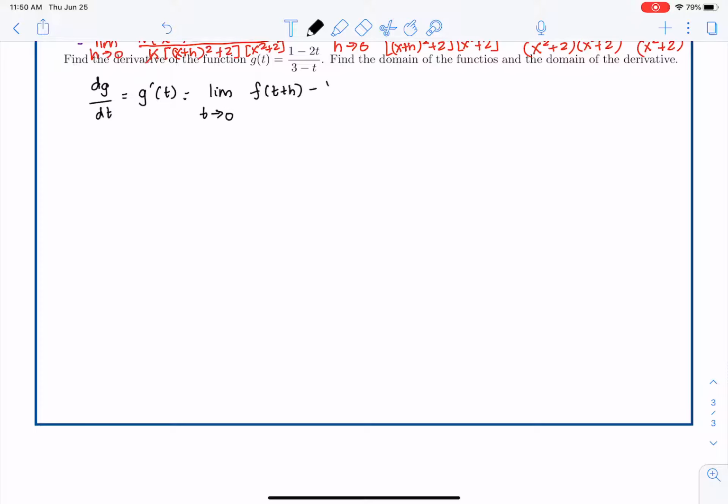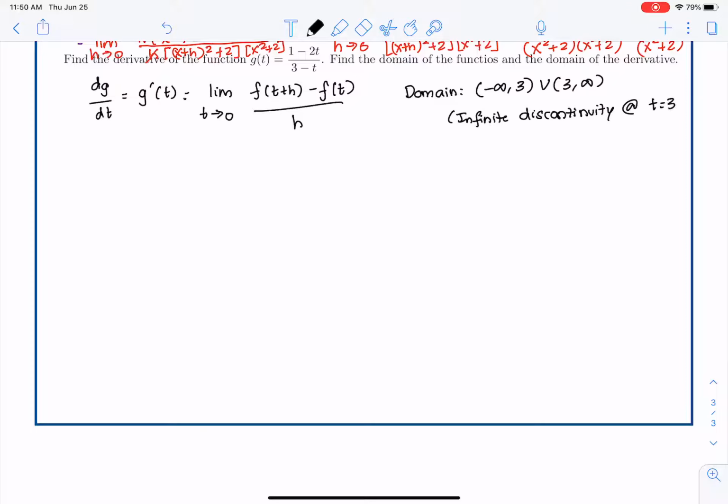So, limit of the difference quotient, and the domain of the function is negative infinity up to 3 union 3 to infinity. There is an infinite discontinuity at t equals 3.